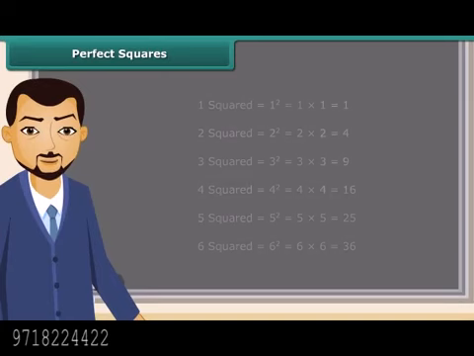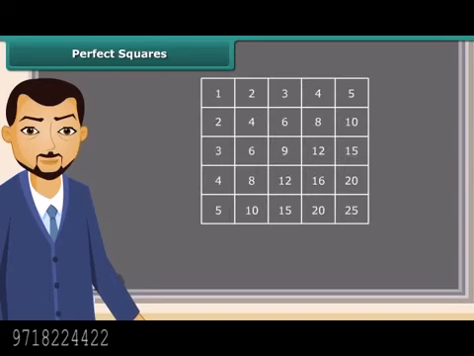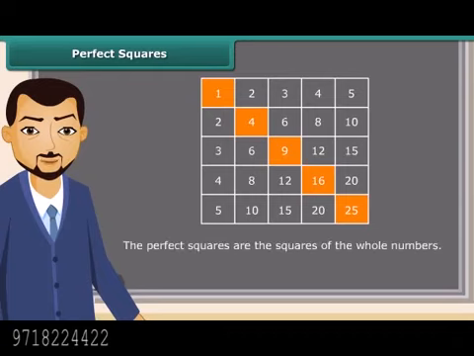We can also find squares on the multiplication table. Do you know what do we call these numbers? They are called perfect squares. The perfect squares are the squares of the whole numbers.